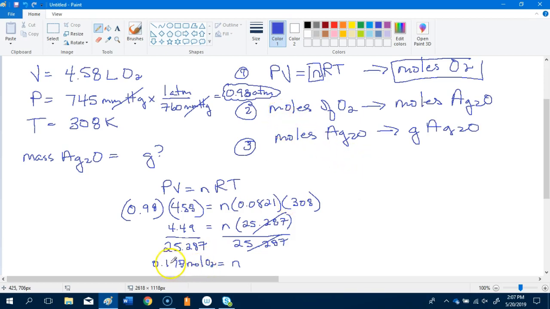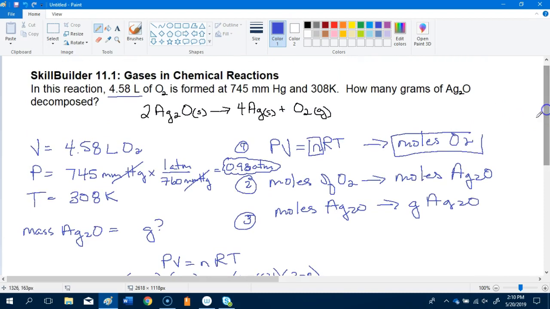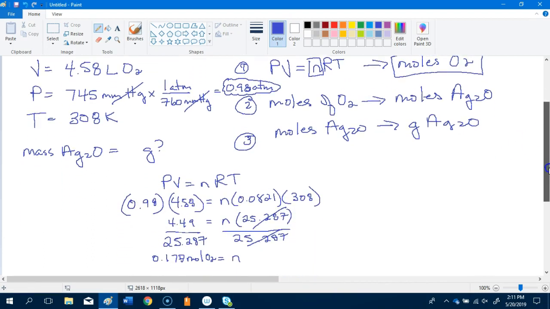My next step is to take that 0.178 moles of O2 and convert it to moles of silver oxide. So to convert my 0.178 moles of O2 into moles of silver oxide, I have to go back up and look at my ratio of moles of silver oxide to moles of oxygen using the coefficients. So it's a 2-to-1 ratio. So I can use that, since once I know how many moles of oxygen I have, I can then convert to moles of silver oxide.